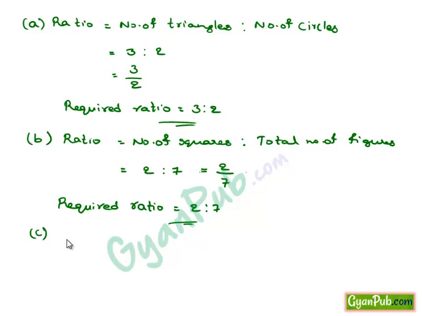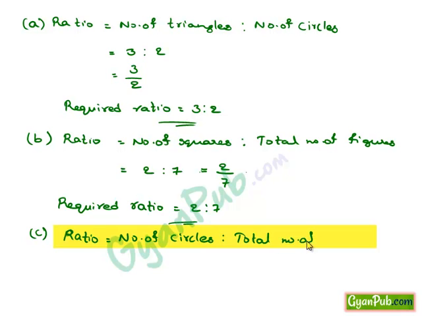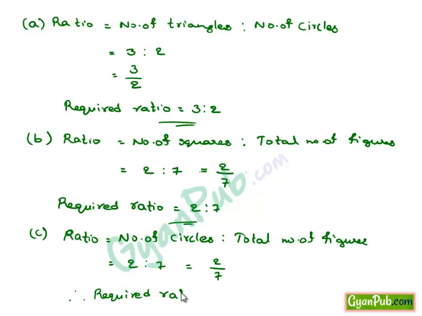Similarly, take down the C bit. We have to find the ratio between number of circles to total number of figures inside the rectangle. This is equal to number of circles are 2 is to total number of figures are 7. This can also be written as 2/7. Here 2 and 7 do not have any common factors. So required ratio is equal to 2:7.